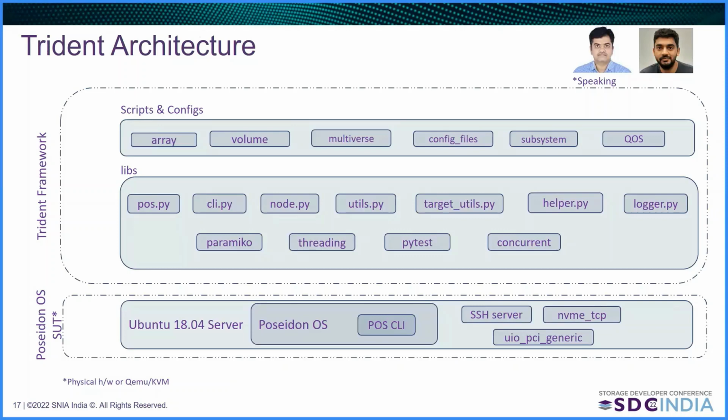Coming to the Trident architecture, the SUT, that is the system under test, is Ubuntu 18.04 server, which runs the Poseidon OS, and it has some utility services such as SSH server, NVMe TCP module, and user space device drivers. And this SUT need not be a physical machine; it can be a QEMU KVM virtual machine also.